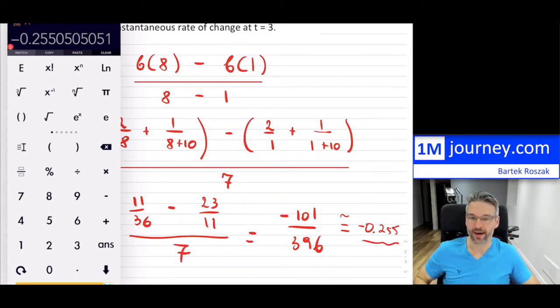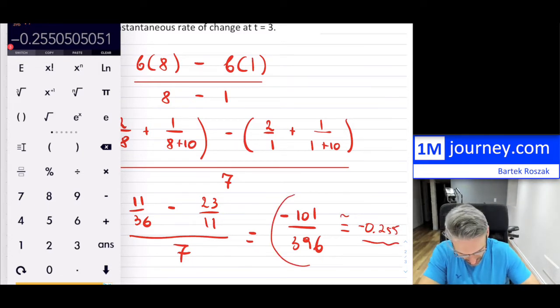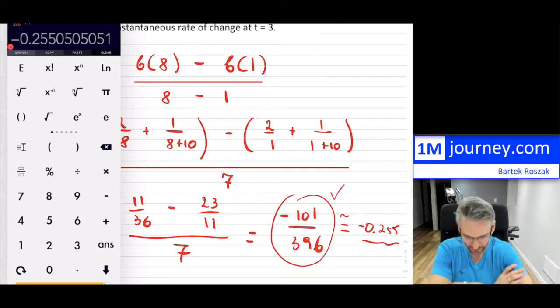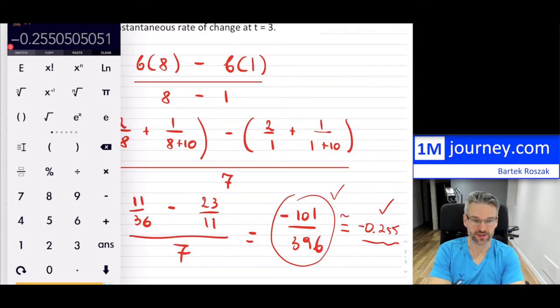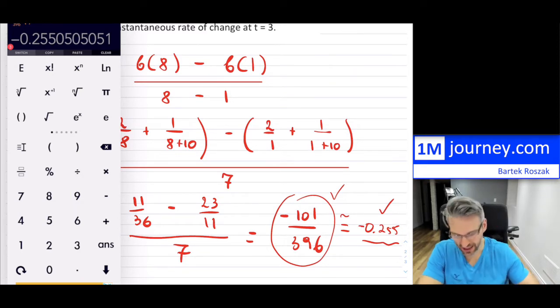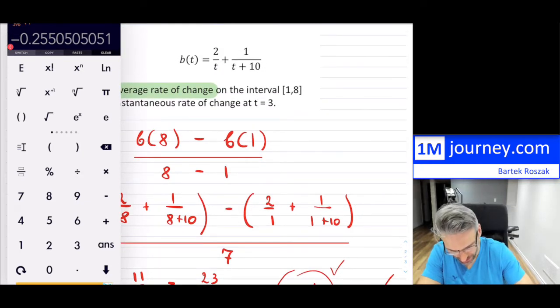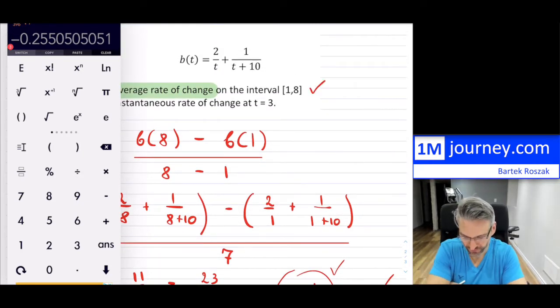All right, welcome back. So here it is. Here's our answer. It looks like it's negative, so the average is negative right here. You can actually see it on the screen there in the calculator. I rounded it to 3 decimal places, so it's negative 0.255. That's the average rate of change on that interval.